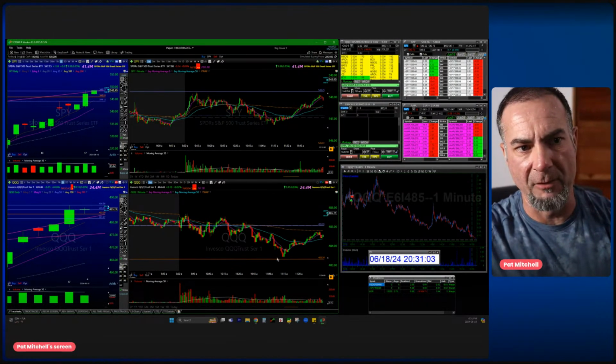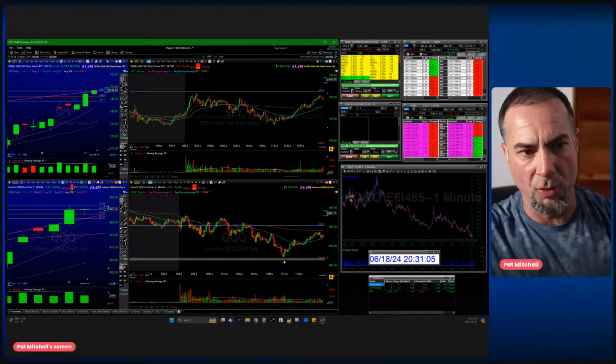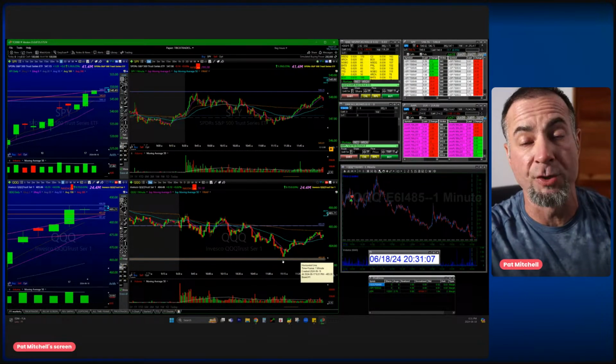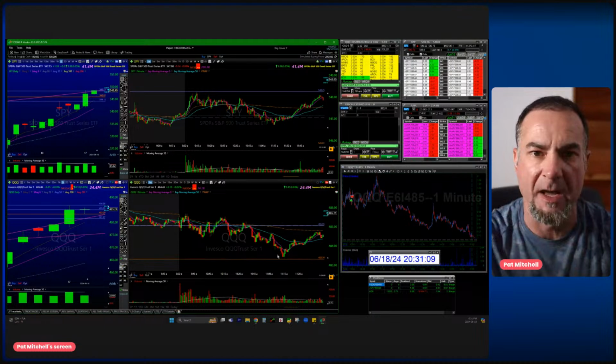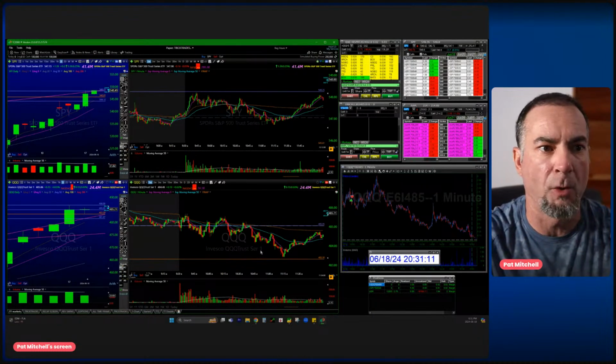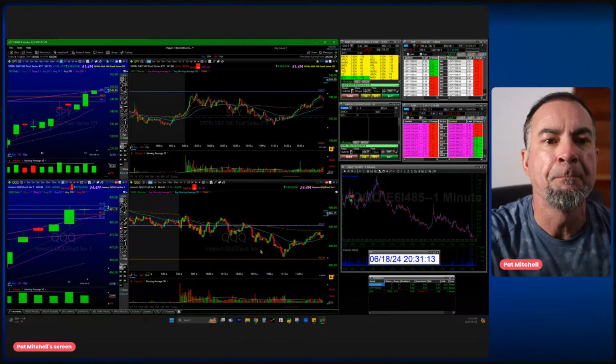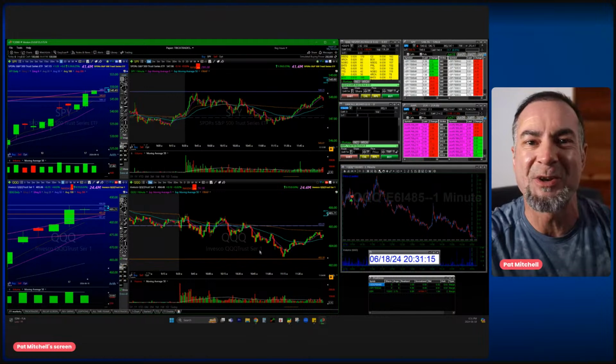This was also a level that I was looking for long, this orange level. And that's orange for a reason that I shared with my Momentum members. It's not important. It's not applicable to what we're doing here. But that's it. That's the trades that we took today.